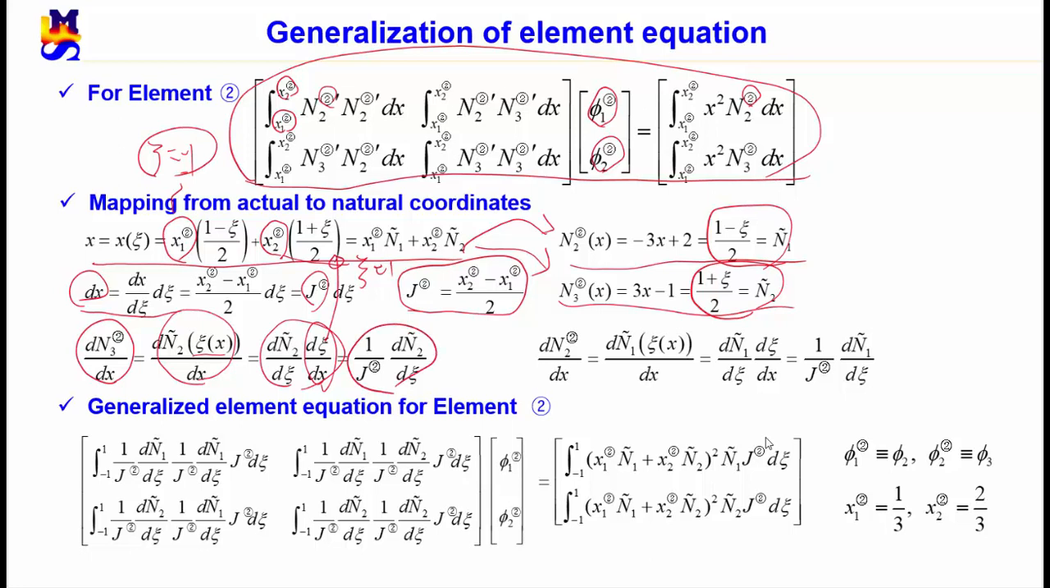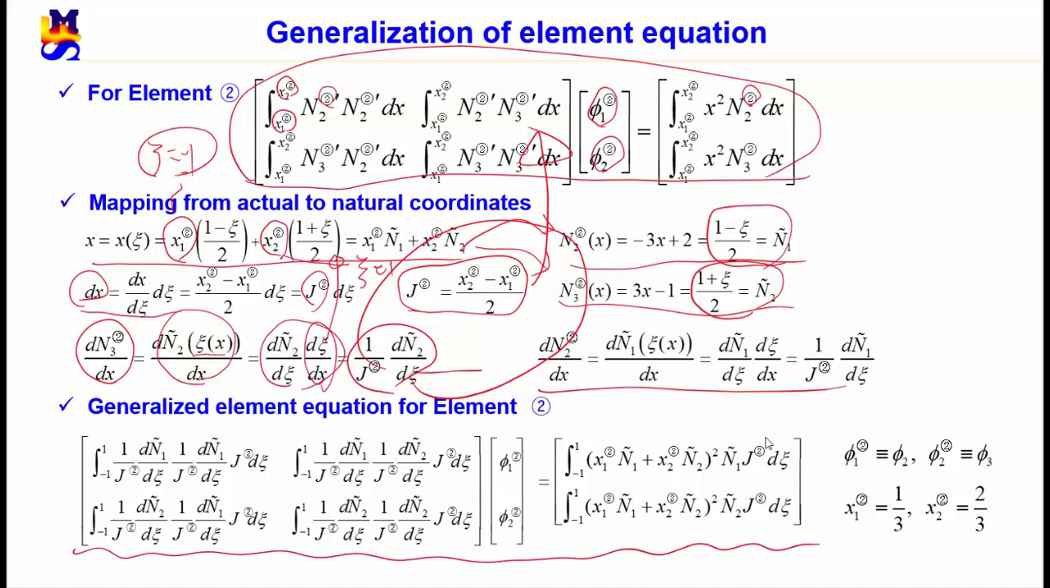Now everything is ready to be mapped. Plugging all mapped variables, functions, and terms into the element equation for element 2, we obtain this final and general expression of the element equation of element 2. Now we can see that everything related to element 2 disappeared except the symbol for element 2, that is number 2 circled.